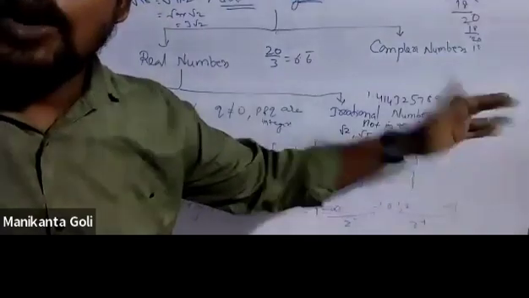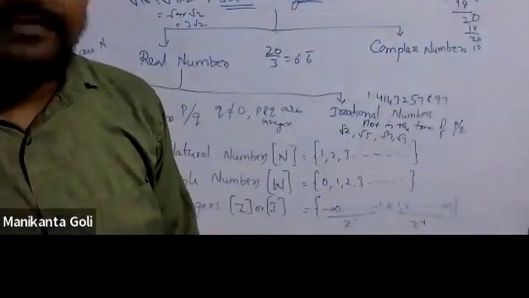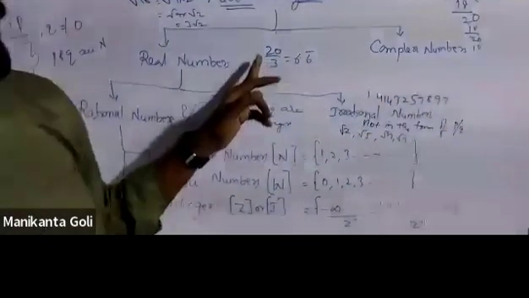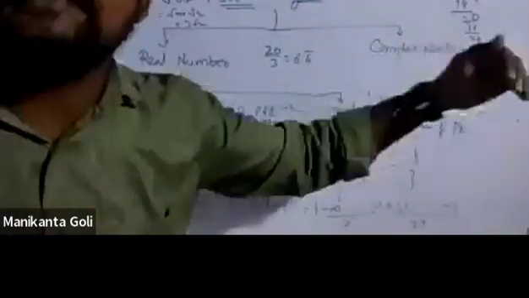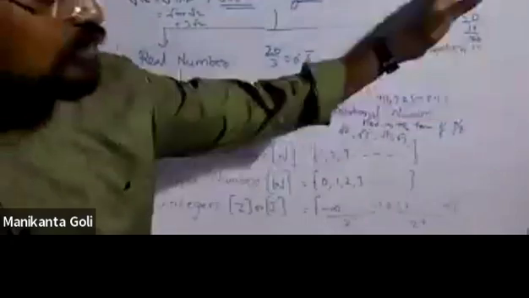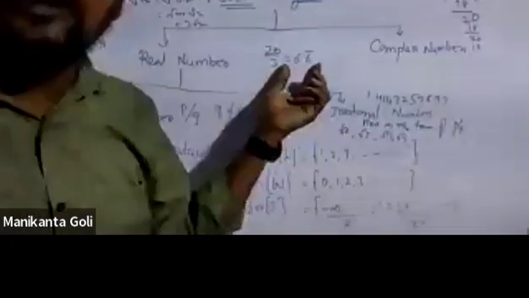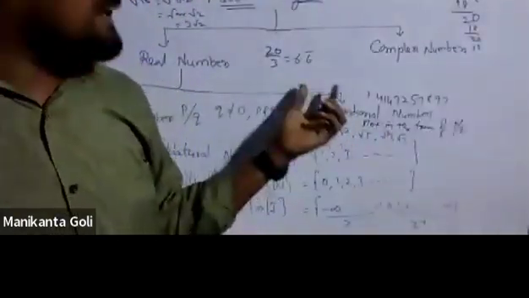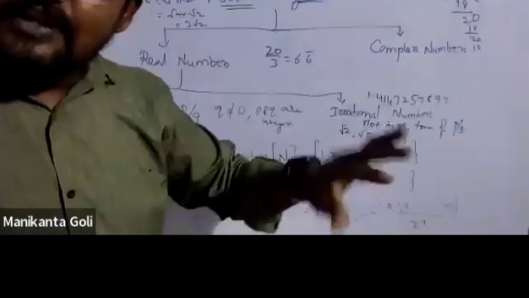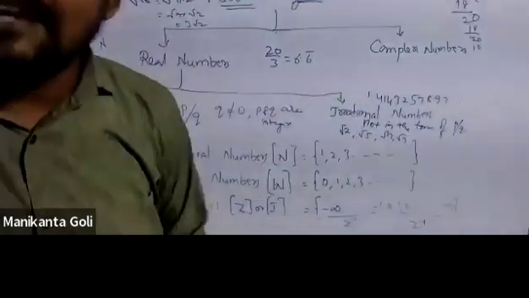Irrational number means the decimal part is not repeating with some pattern. Here 20 by 3 is a rational number. This is a non-terminating decimal, it is not stopping. 6.66666, if you do it 1000 times, it never ends. If it stops, it's a terminating decimal. Recurring decimal means there is some pattern. If it is non-terminating and non-recurring decimal, then it is an irrational number.